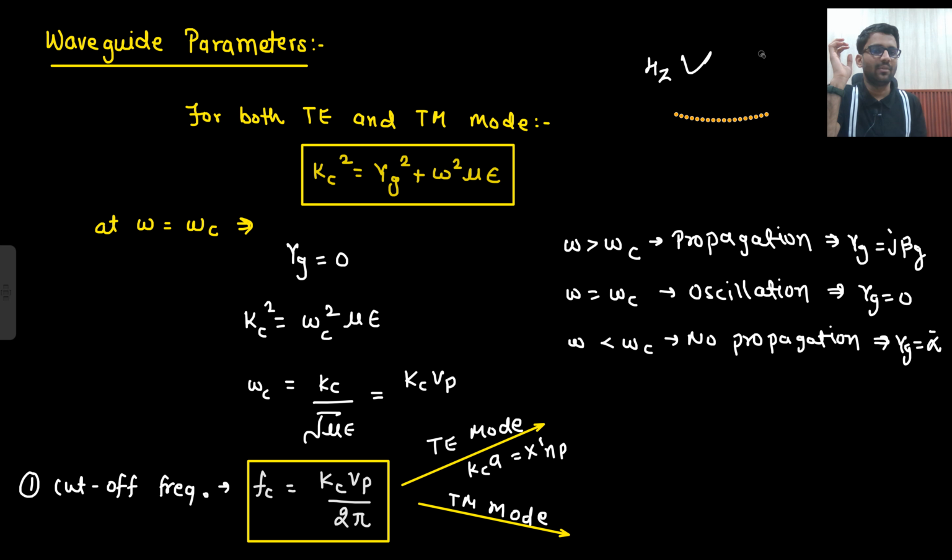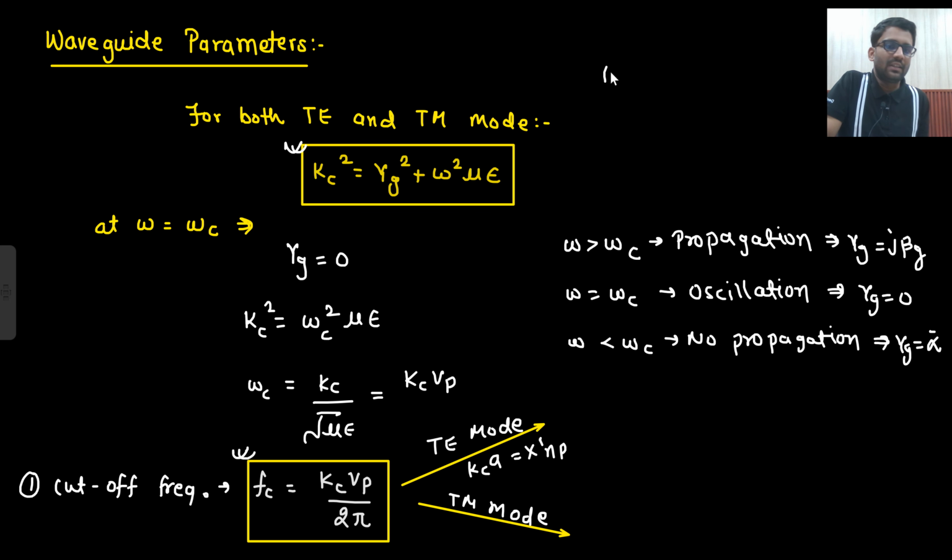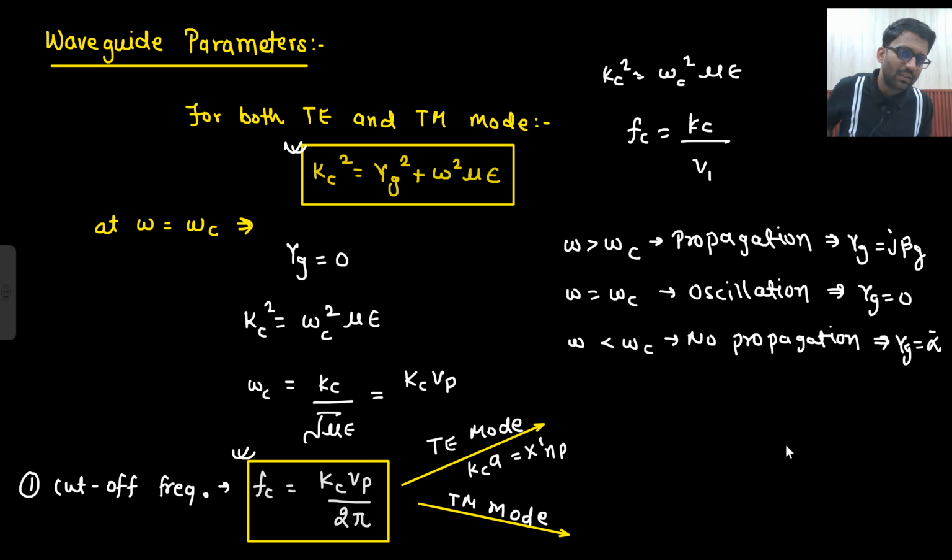This is how you can remember in the examination, because there will be a lot of confusion. What I recommend is that you only remember this Fc formula. And even if you are not able to remember this Fc formula, at least remember this condition: Kc square is equal to gamma g square, so at cutoff frequency gamma g will be 0, then omega c square mu epsilon. In the very next step you can write down the Fc value as well, because that would be Kc into Vp, since mu epsilon will come downward, so Kc into Vp divided by 2 pi. So in 2 steps only, within 10 seconds you will be able to write down the Fc expression. Even if you remember this expression, then also it is fine.